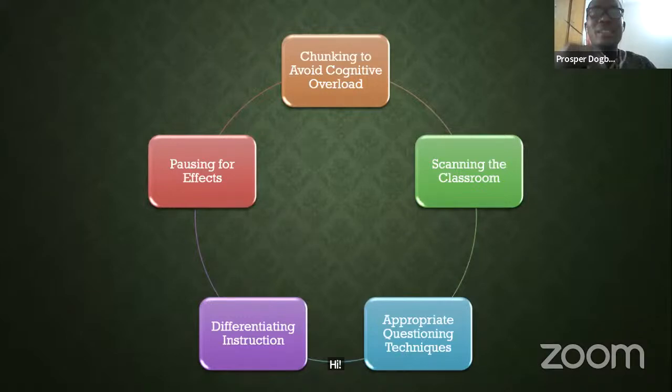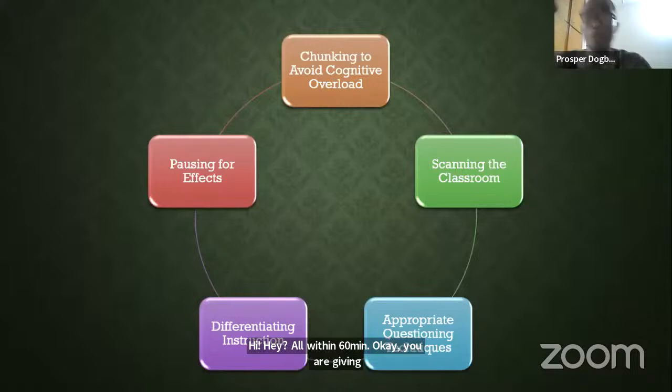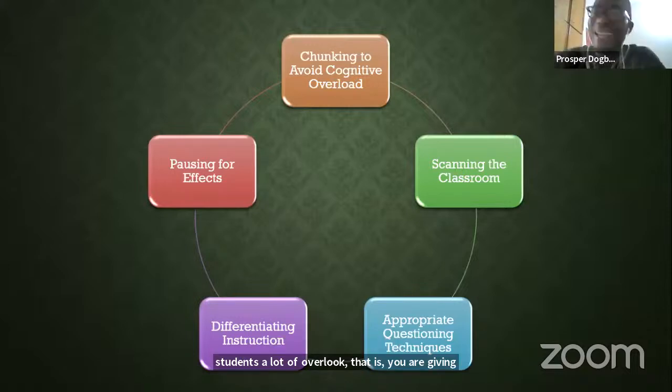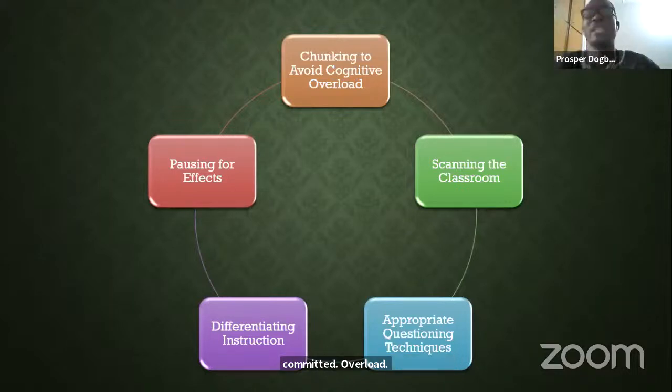You are giving students a lot of overload. That is, you are giving them more than they can absorb. And that is what we call cognitive overload. So we need to always chunk or break our lessons into basic units so that we avoid cognitive overload.